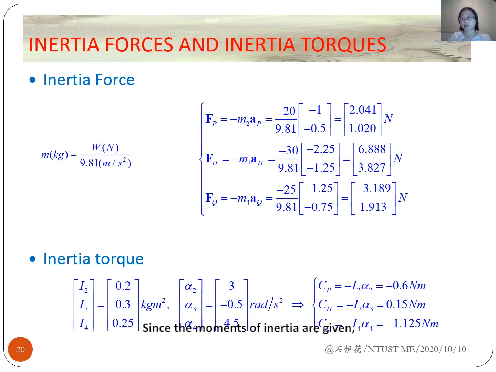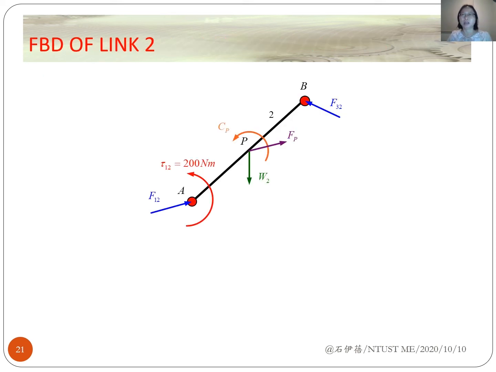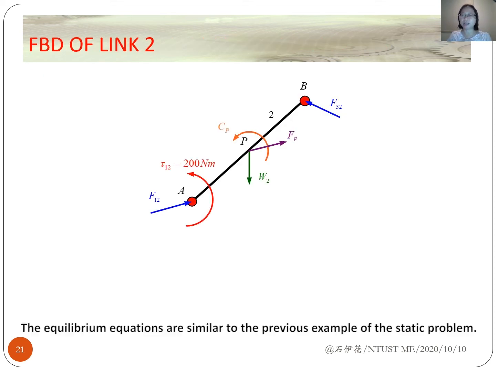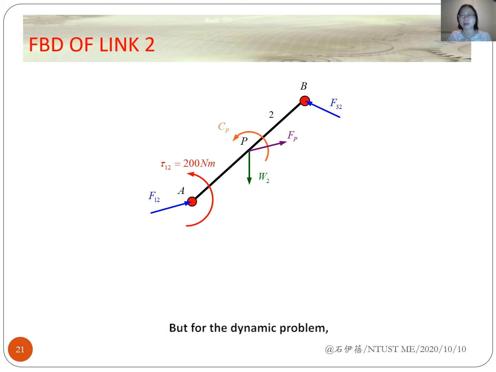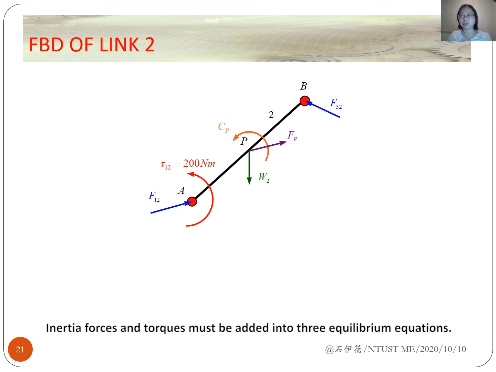Since the moments of inertia are given, the inertial torque can be figured out by the moment of inertia I times the angular acceleration alpha. It also has a direction opposite to the angular acceleration. The equilibrium equations are similar to the previous example of the static problem, but for the dynamics problem, inertial forces and torques must be added into the 3 equilibrium equations.